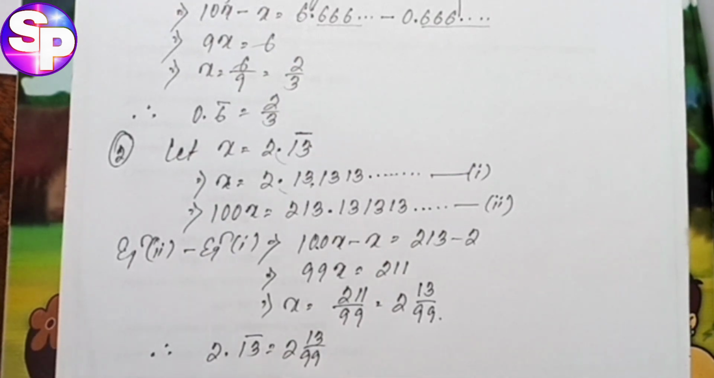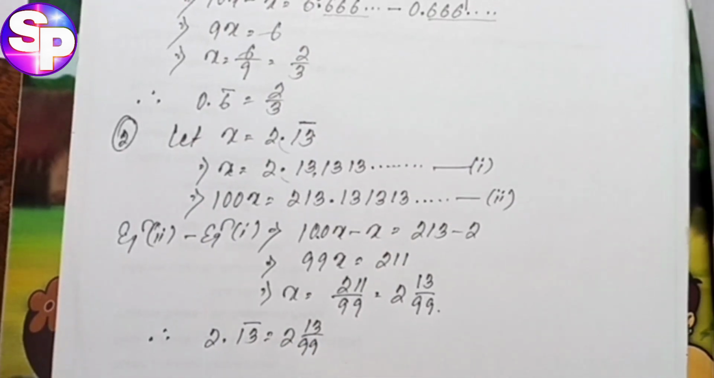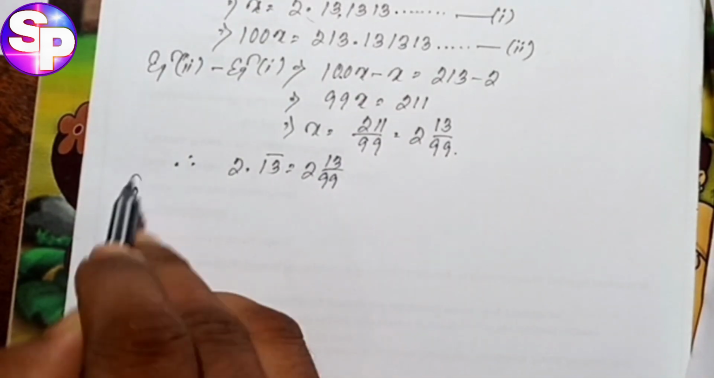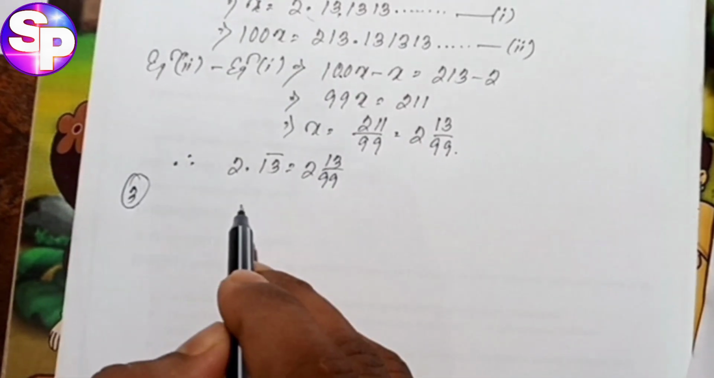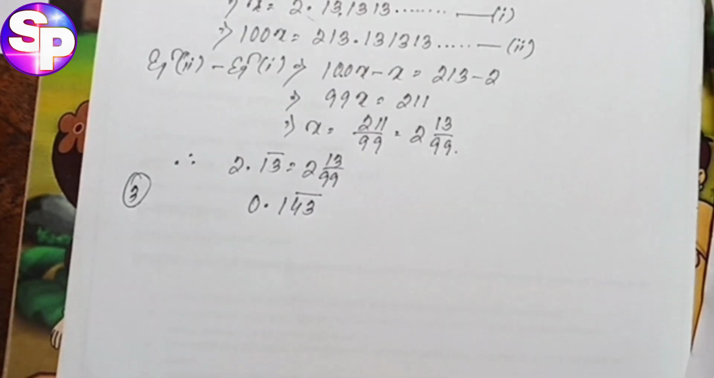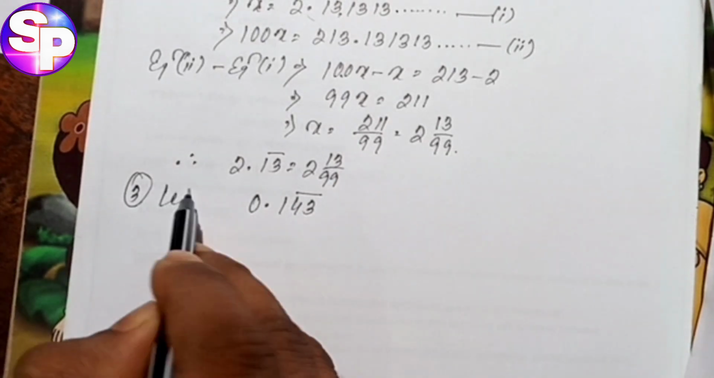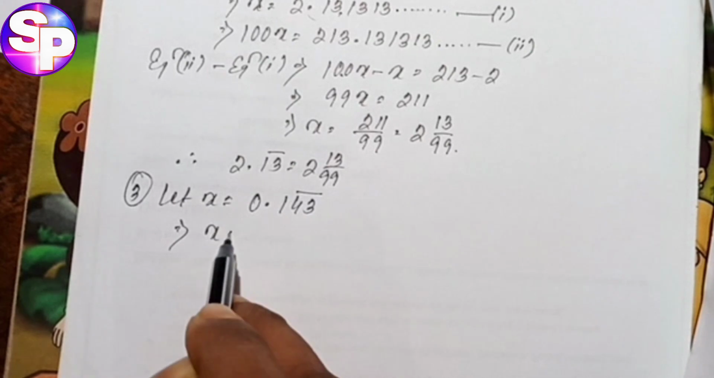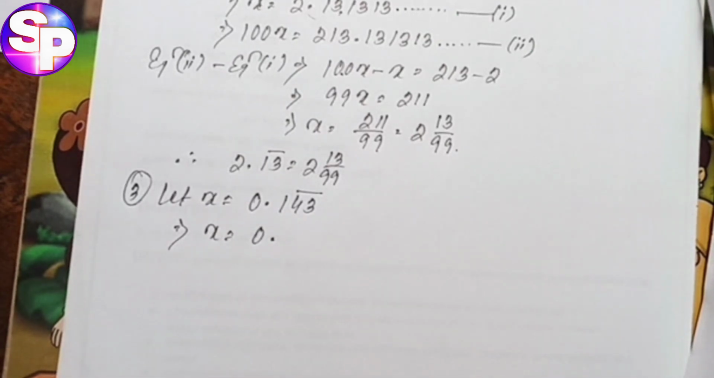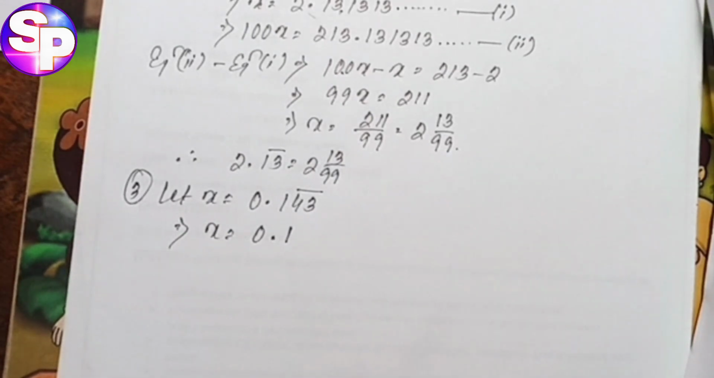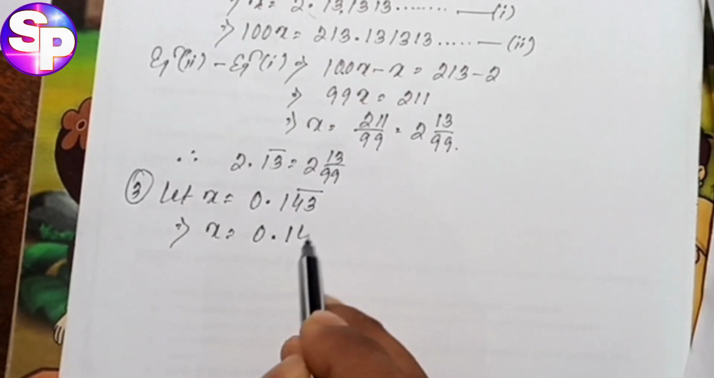Next, coming to the third question. The third variety of this type of question: the question is 0.143 with the bar upon 43 only. So we need to take let x is equal to this much. So you assume x is equal to how much? 0.1, obviously we need to write in the repeated form. Then which digits are being repeated over here? 4 and 3, right? So 4 3 4 3 like that. Suppose I am writing twice only.